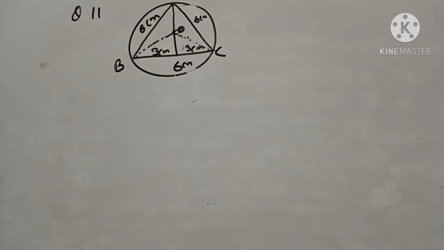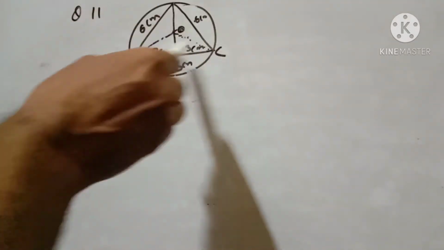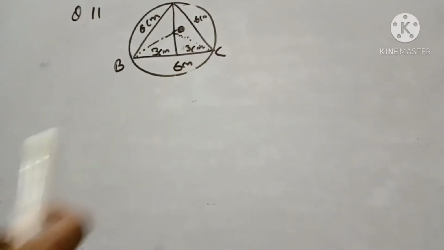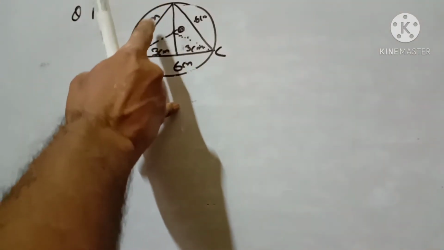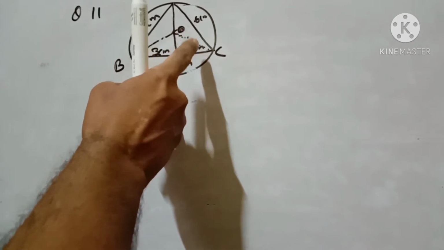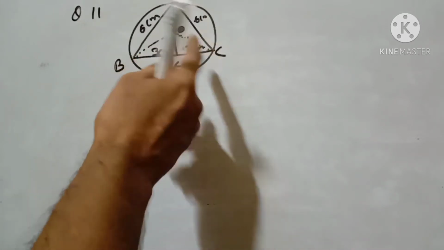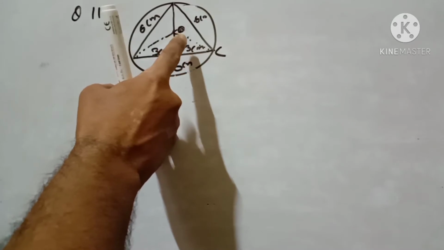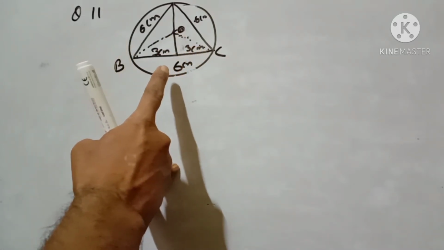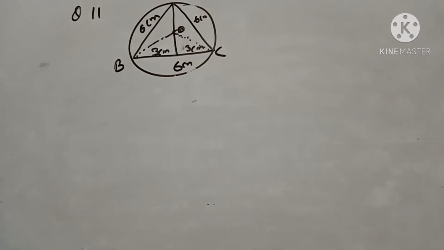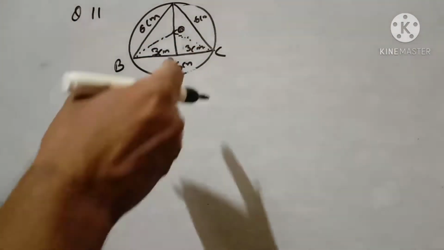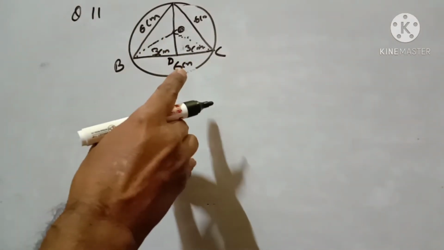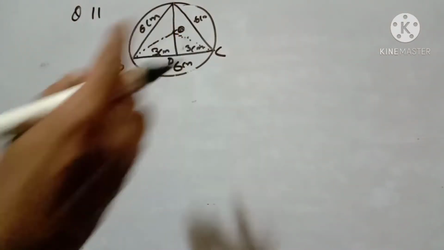Now question number 11. It is given that an equilateral triangle of side 6 centimeter is inscribed, means inside the triangle, inscribed in a circle. Find the radius of the circle. First of all, as we know, in an equilateral triangle each side is equal, which is already given. So join OB and OC. By construction, join OB and OC, and from A draw, let it be D, a perpendicular to BC, which will pass through the center of the circle O.